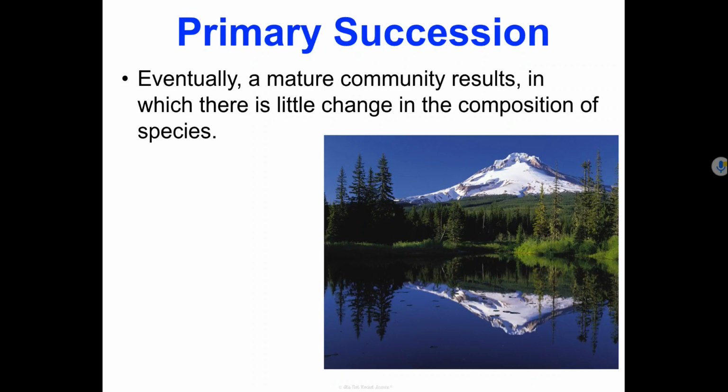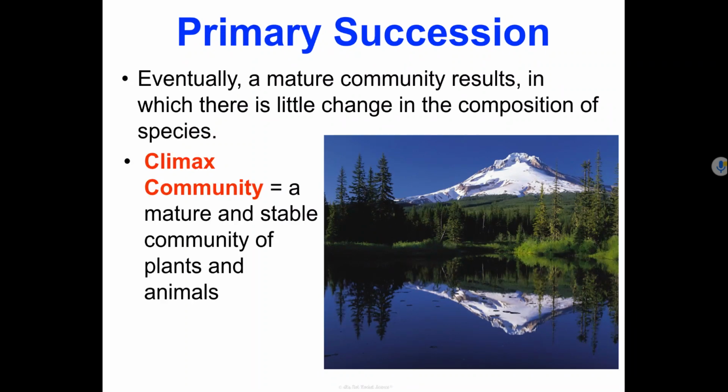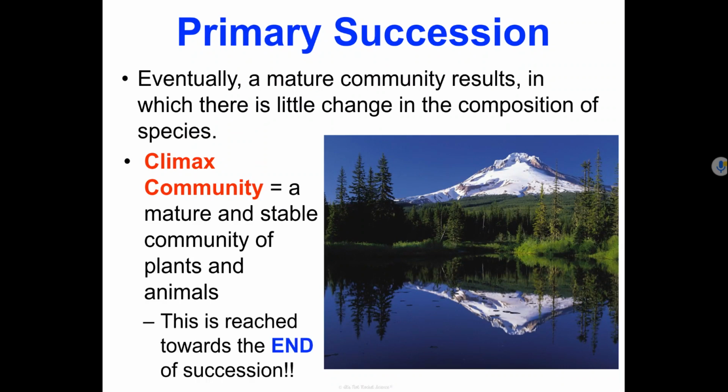And eventually, a mature community results in which there is little change in the composition of species, the species that compose that community. A climax community is a mature and stable community of plants and animals. This is reached towards the end of succession.